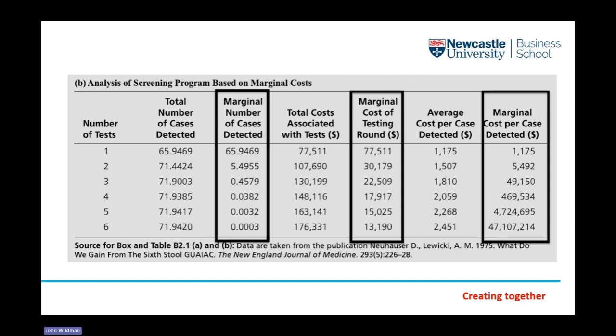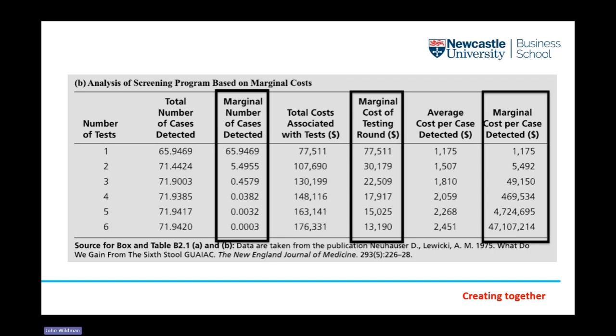We also have diminishing marginal cost. So if we look at the marginal cost of testing rounds, to do the test first time costs $77,000, $77,500. But now, of course, we've got all of our setup costs involved. So to do it a second time only costs us an extra $30,000. To do it a third time only costs us an extra $22,000. So we've got diminishing marginal costs, we've got diminishing marginal benefit.